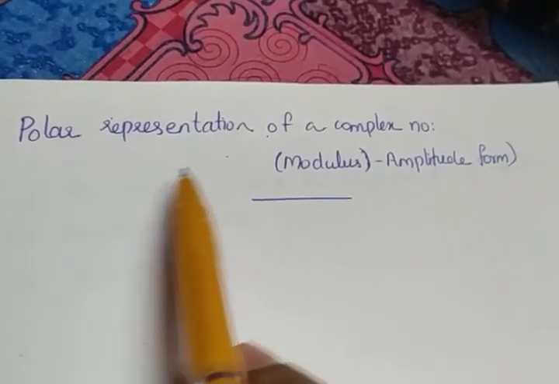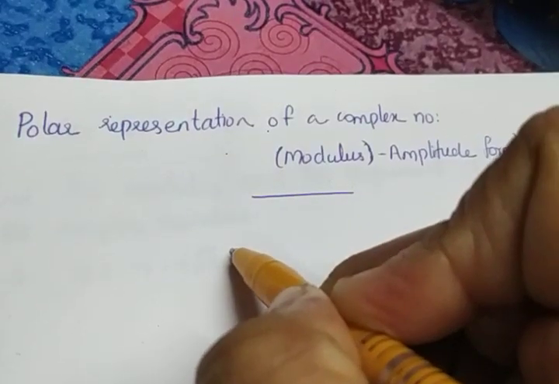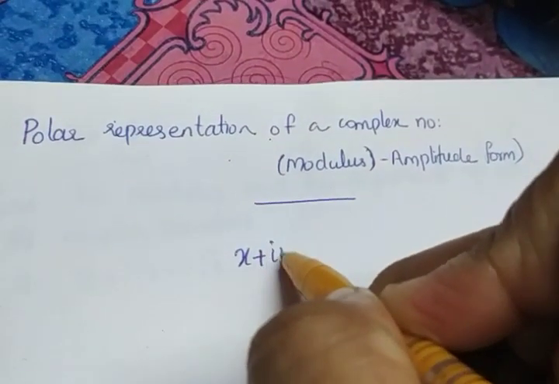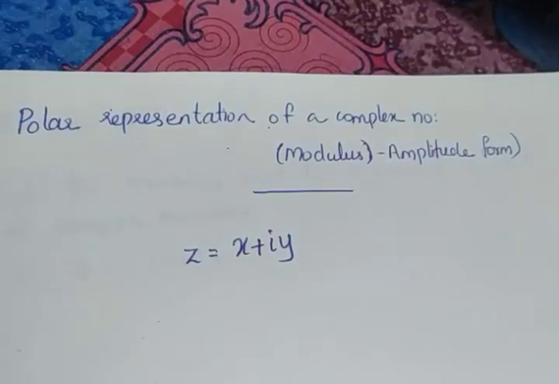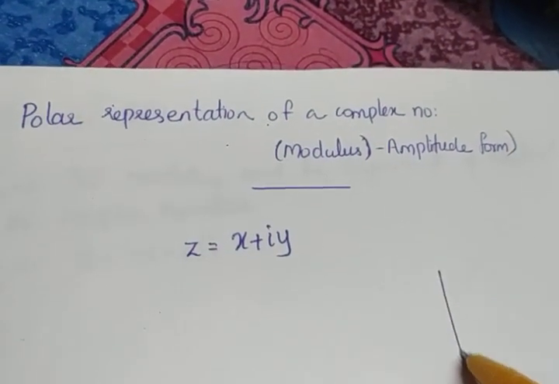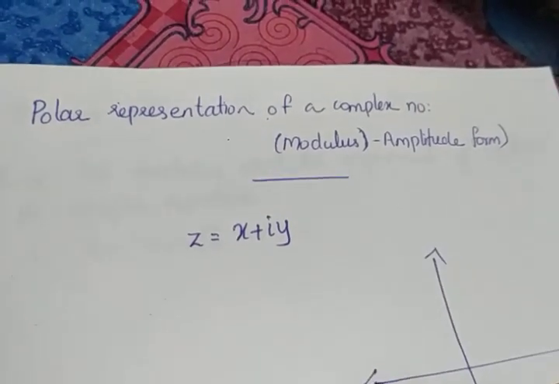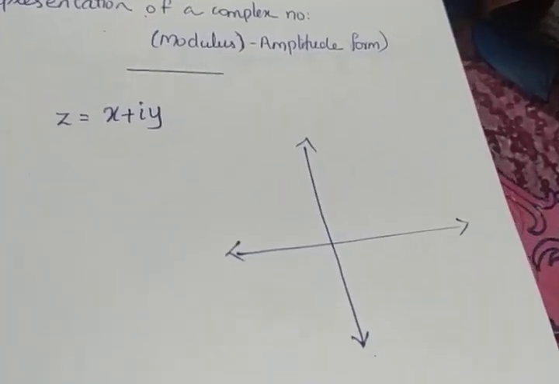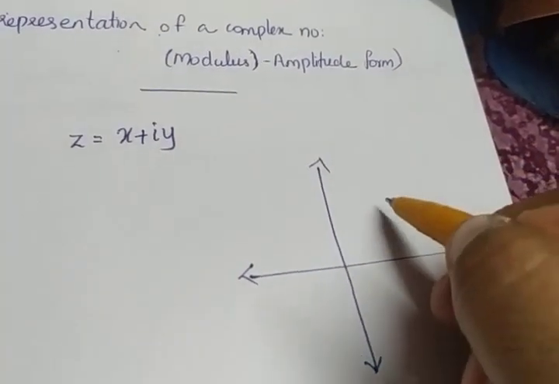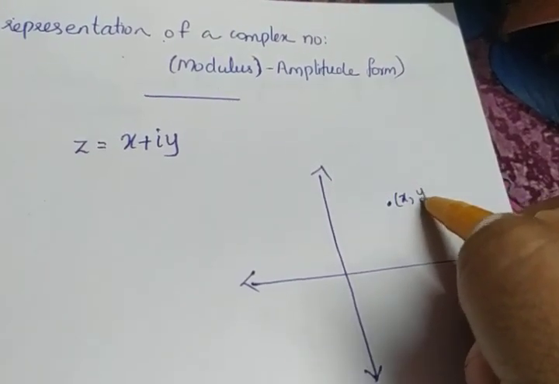So next we are going to study about polar representation of a complex number. For that I am taking a complex number x plus iy. Usually we denote the complex number by z. So let z equal to x plus iy be a complex number. If I want to represent the complex number, you know that each and every complex number can be represented in the Argand plane. So corresponding to this x plus iy, there will be a point whose x coordinate is x and y coordinate is y.